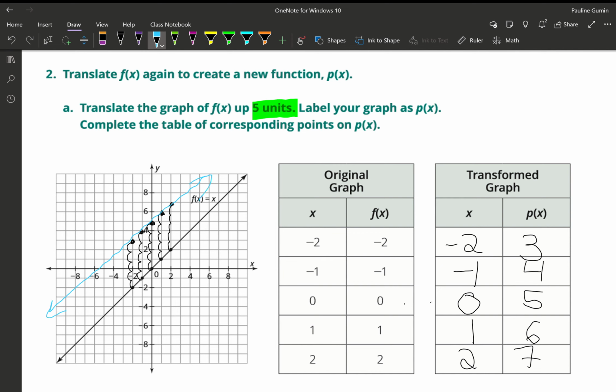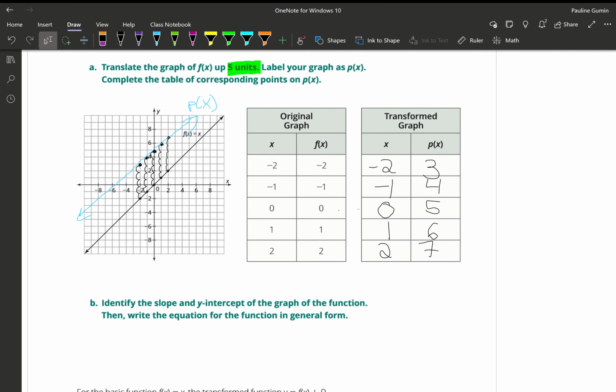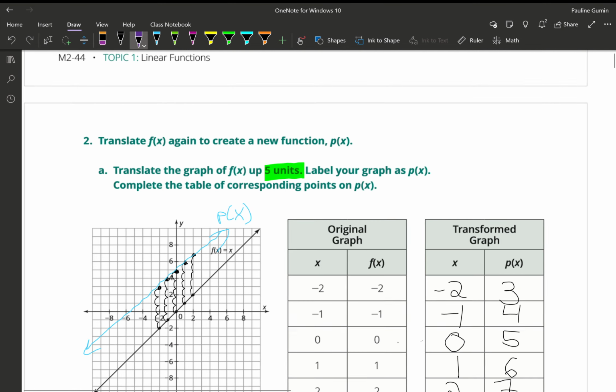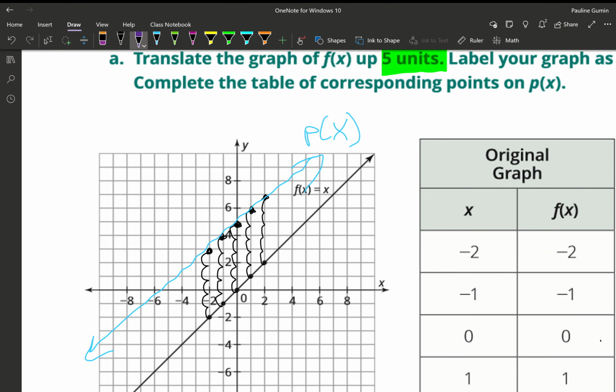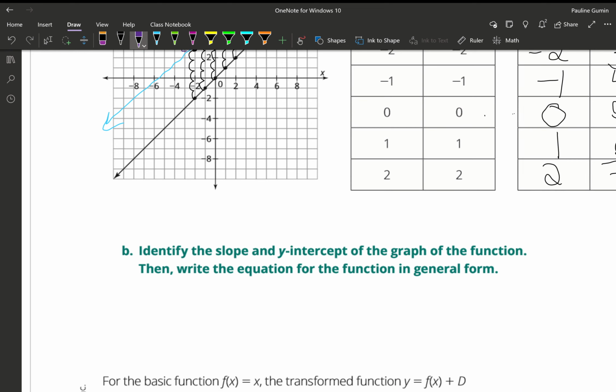Oh, okay. Connection time. All right, so there is our p of x. All right, let's answer some questions about it. Identify the slope and y-intercept. Okay, let's check out the slope. To get from one point to the next, so from the left to the right, I'm going to go up 1 over 1. Oh, nice. We have a slope of 1 again. So let's write that down.